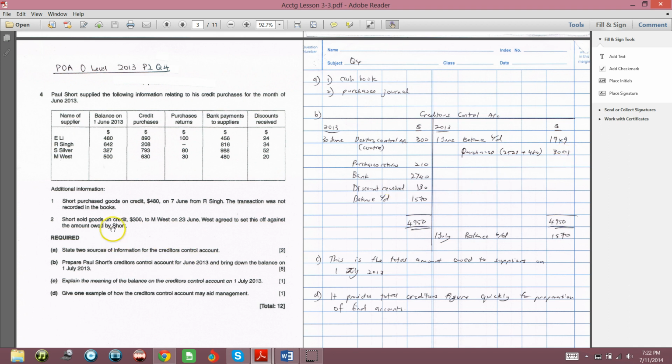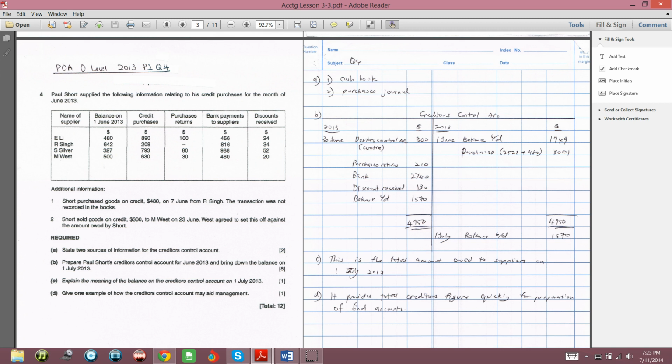Okay, so then Short sold goods on credit 300 to M West on 23rd June. M West agreed to set off this amount owed by Short. So we have explained what is this offset. That means, you know, you sell char kway teow, I sell nasi lemak. So I eat your char kway teow $3, you eat my nasi lemak $5. So that $3 offset.